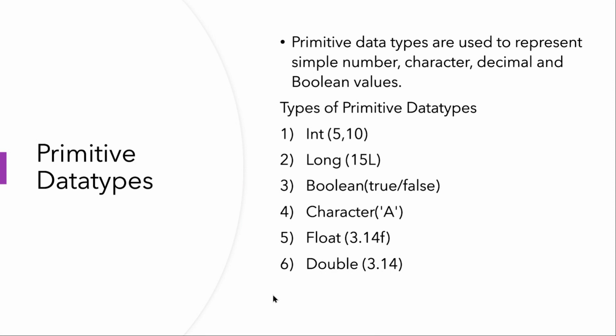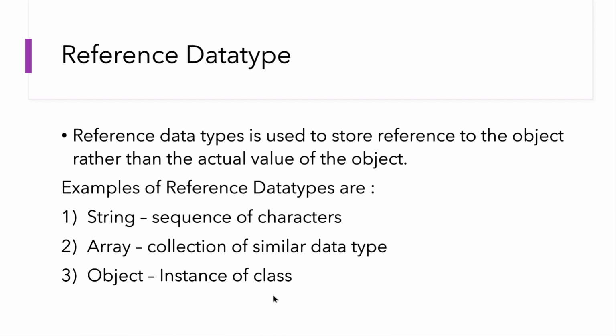Now let us see the next type of data type, that is reference data type. As the name suggests, the reference data type is used to store a reference to the object rather than the actual value of the object. What an object is, what a class is, all this we will discuss in the next video. Here, just think of an object as a variable, like the primitive one, but it is different. We can't say that it is a primitive data type, but you can consider that something is stored in that object, like some values and all that. We'll discuss what objects are in the next video.